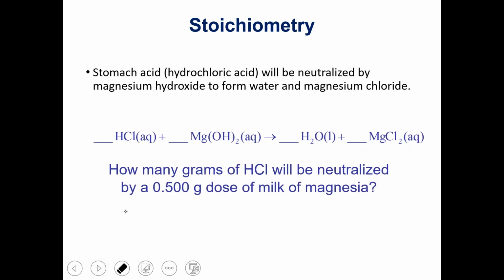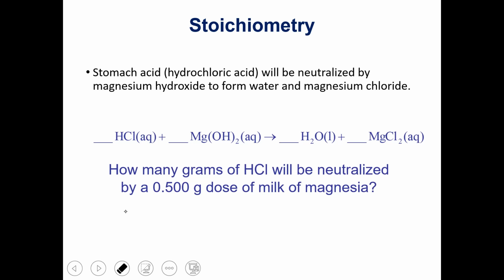Okay, so let's try another one here. We have stomach acid, which is mostly hydrochloric acid, will be neutralized by magnesium hydroxide to form water and magnesium chloride. And we want to know how many grams of hydrochloric acid will be neutralized by a 0.5 gram dose of milk of magnesia.